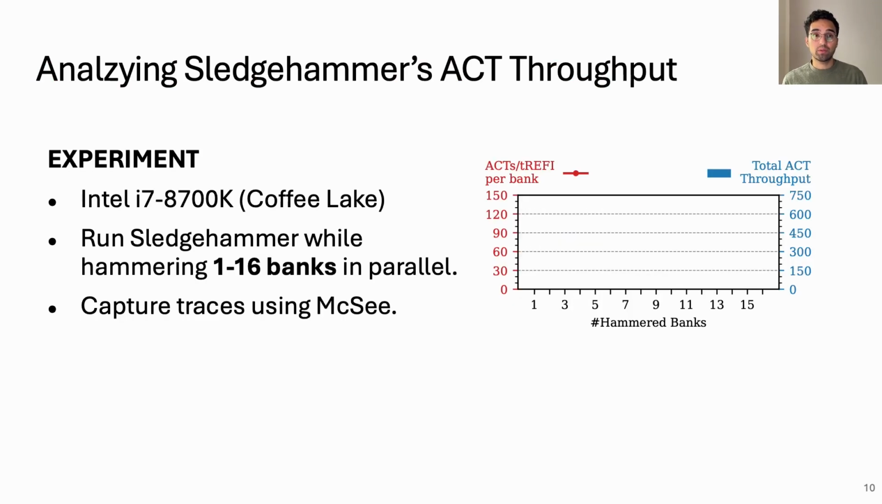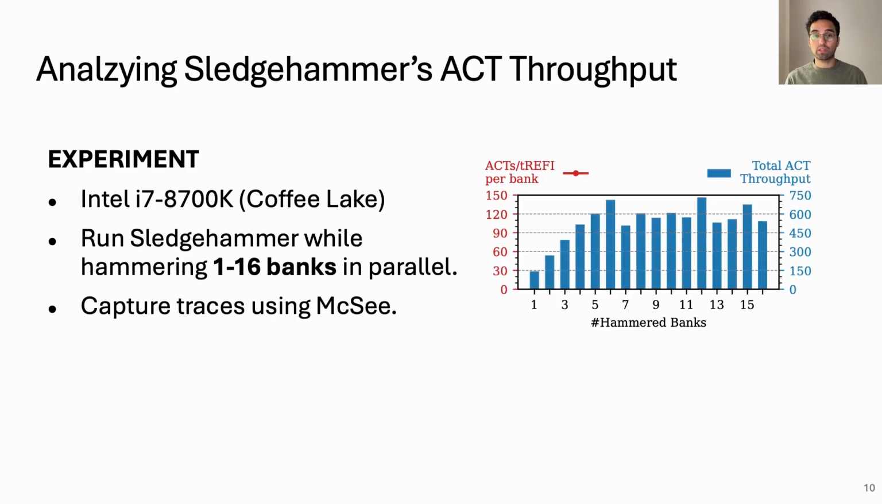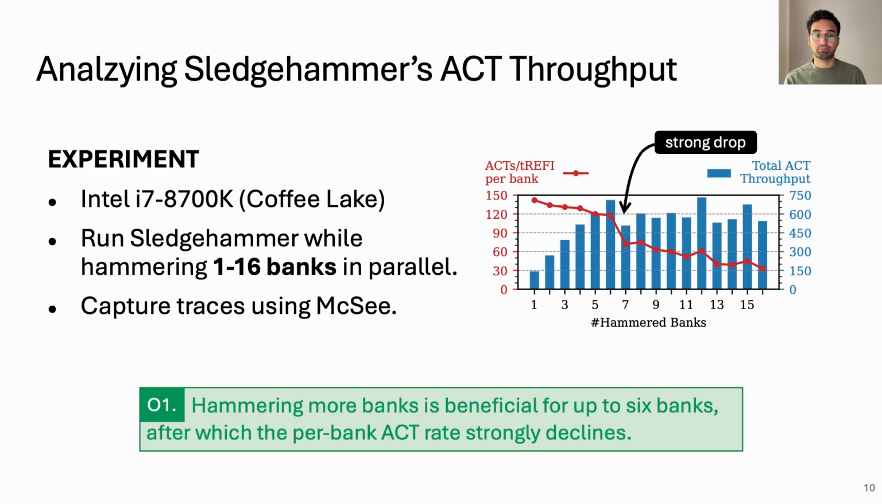For sledgehammer, we use an Intel Coffee Lake machine and run the code with a fixed number of banks. We do this for 1 up to 16 banks while capturing traces with McSee. We can see that the total activation throughput increases up to 6 banks. Thereafter, the activations per tREFI per bank drastically drop. And as a low activation rate might make it hard to bypass TRR mitigations, we conclude that it is beneficial to hammer up to 6 banks on this machine.